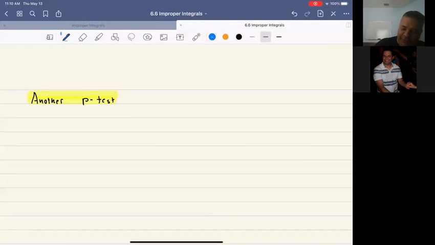Okay, but we're going to have another one, and we're going to take the integral from 0 to 1 of 1 over x to the p dx. Okay, now this one has a problem actually at x equals 0, right, because at x equals 0, we have this situation where we have a discontinuity.